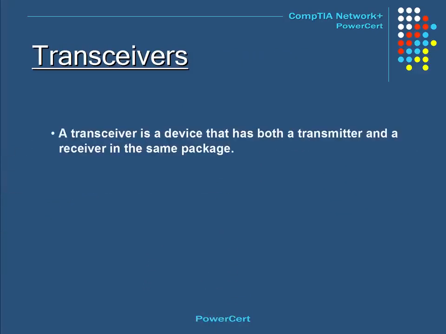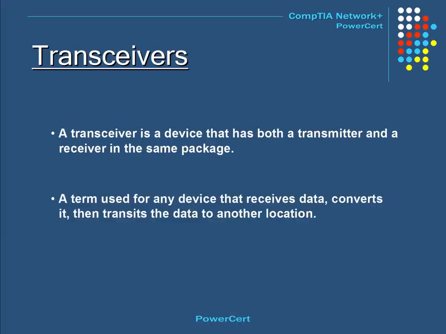A transceiver is a device that has both a transmitter and a receiver in the same package. The term applies to wireless communication devices like cell phones and two-way radios. It's basically a term used for any device that receives data, converts it, then transmits the data to another location.